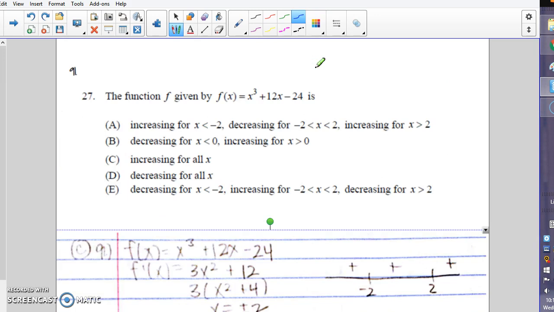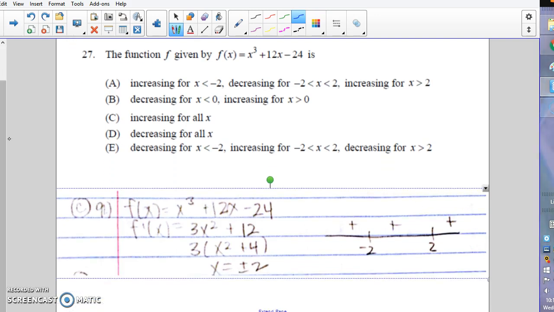Next one, you want to know increasing and decreasing. So increasing and decreasing would be from your first derivative. So I got x equals plus or minus 2 as my 2 places. I evaluated, and it was a quick evaluation because you're always squaring in that first derivative, which meant it was always going to be positive, which meant that it was increasing for all x.